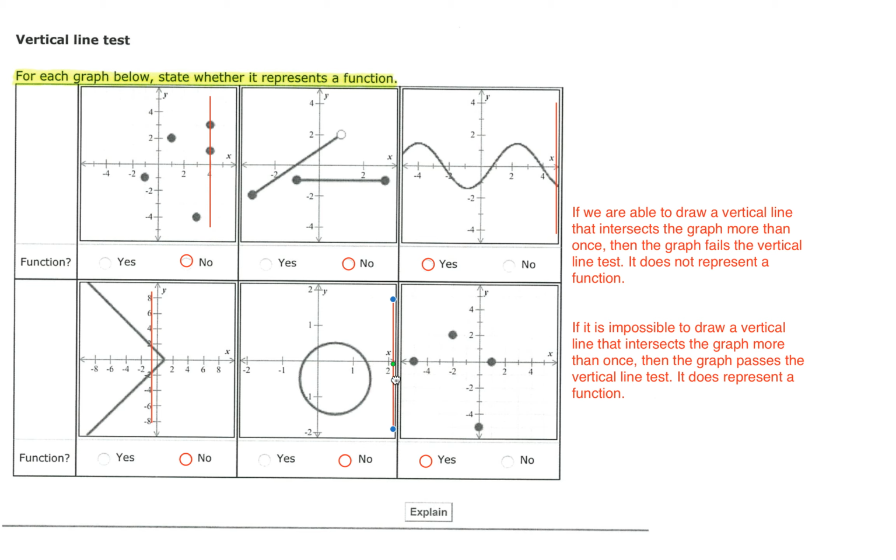One more, if we take our vertical line across this last graph, here, we're only touching that 1 point. We keep going. Here, we're only touching that 1 point. Here, we are only touching this 1 point. Here, we're only touching 1 point. So anywhere on this graph, we are only touching 1 point at any given time with our vertical line. Therefore, this is a function.